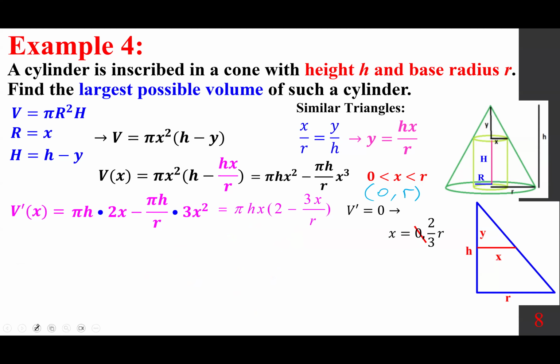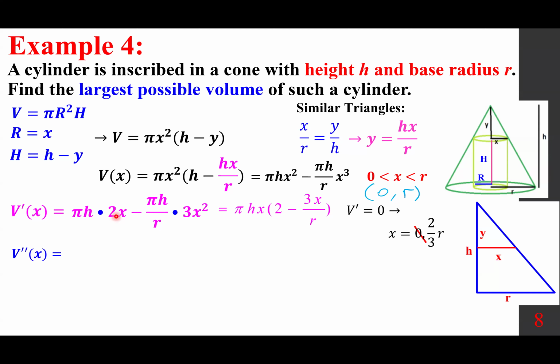R is a fixed number, the radius of the base of the cone. All right, so 0 is out. You have an open interval with one critical point. It is going to maximize or minimize, we don't know. So we have to check. We're going to go with v double prime. So we go back up here and differentiate it.